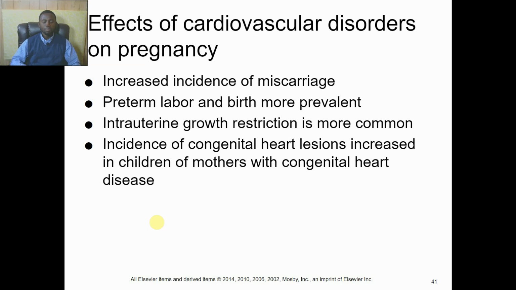So if preeclampsia is not treated, then the patient will be at an increased risk for a miscarriage, preterm labor, and also for intrauterine growth restriction. The incidence of congenital heart lesions is also increased in children of mothers with congenital heart disease.